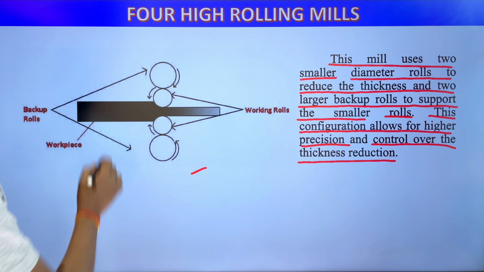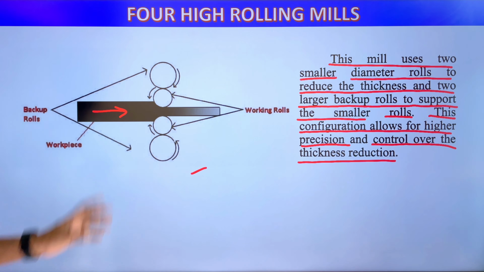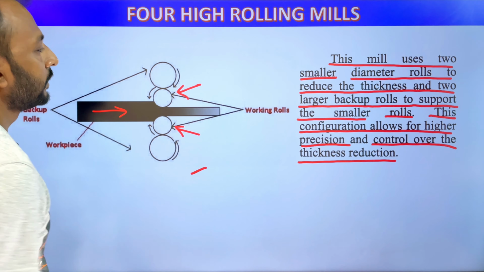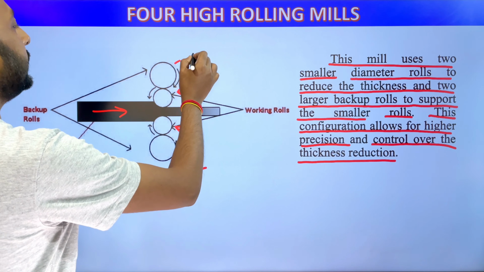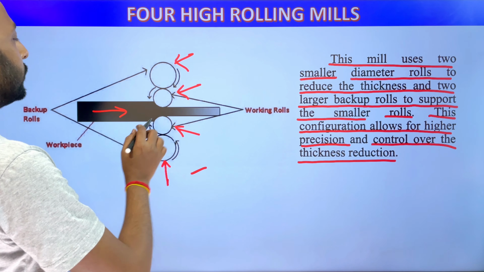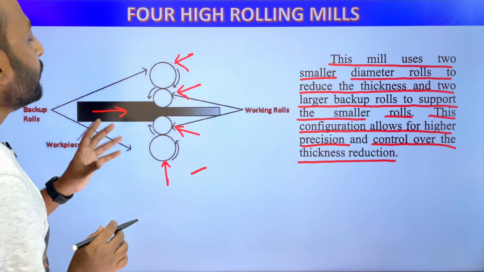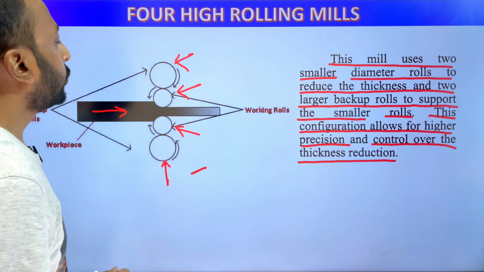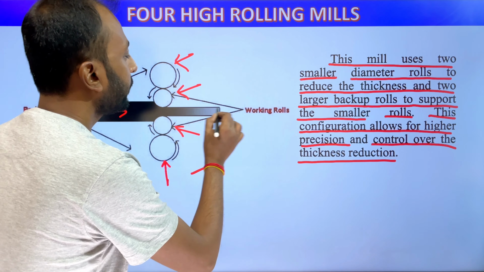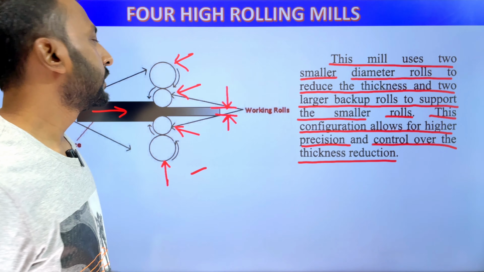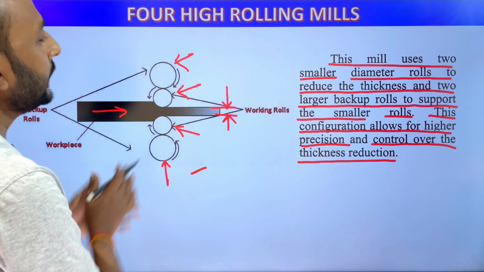So in this case, this is the hot metal billet or cold metal billet. These are working rollers, smaller in size, and these are backup rollers, bigger in size. So here we can apply more force using these rollers. So if we want to make a very thin product in thickness, then we can make it using this setup.